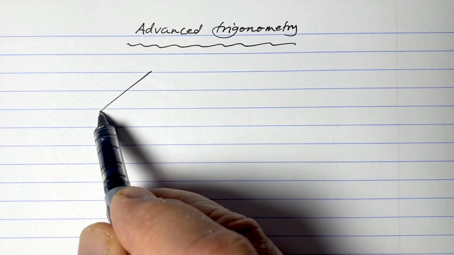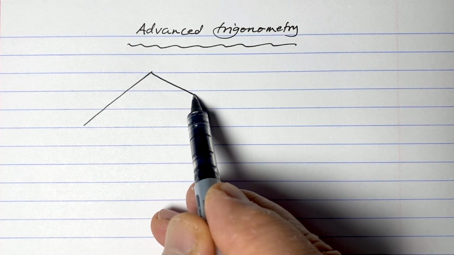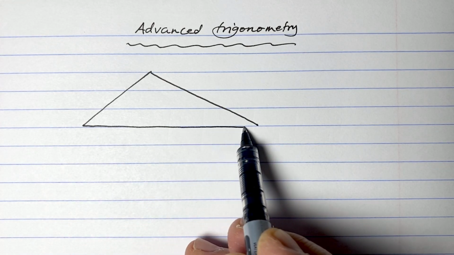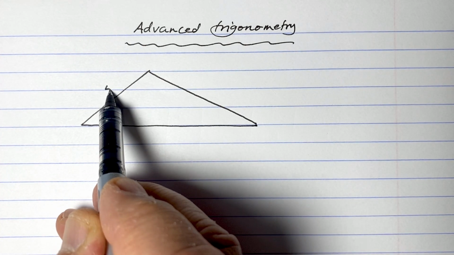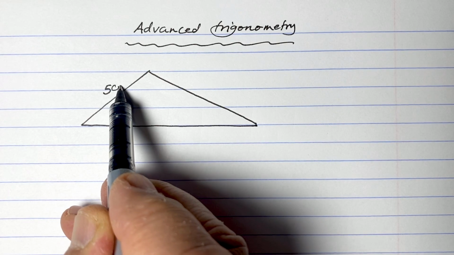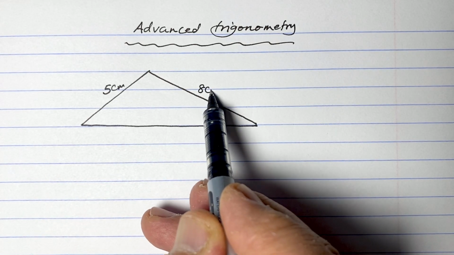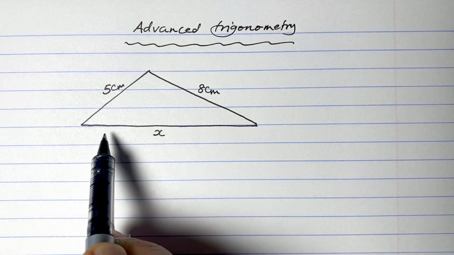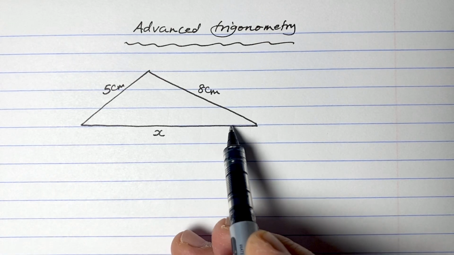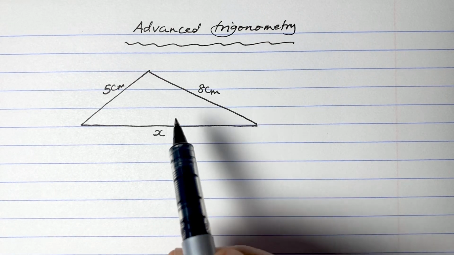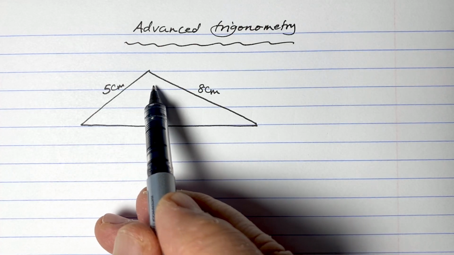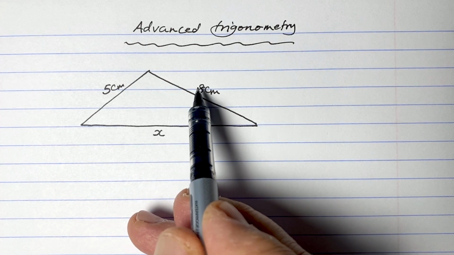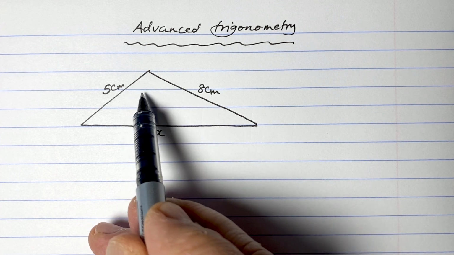For example, I'm given a triangle. I'm told this measures 5 centimeters. This is 8 centimeters. And they're asking me to find the other length, the third length of the triangle. Of course, it all depends on how wide the angle between 5 and 8 is, how acute or how obtuse.